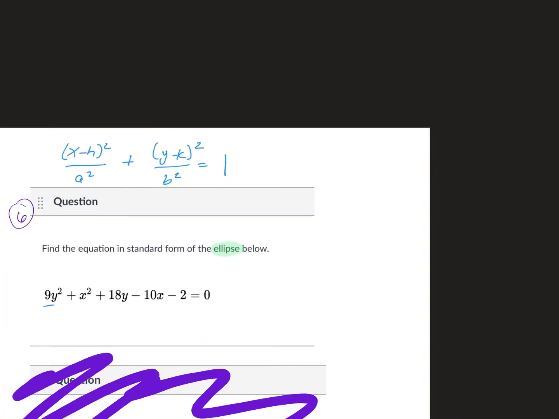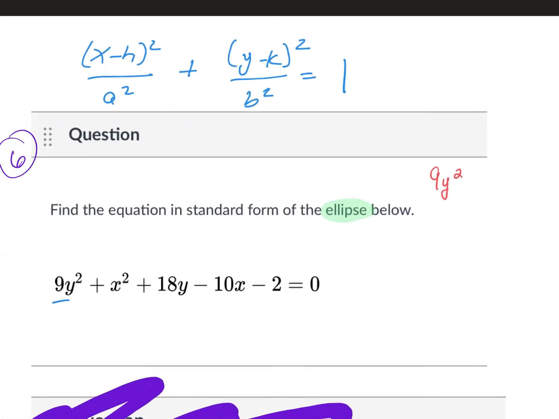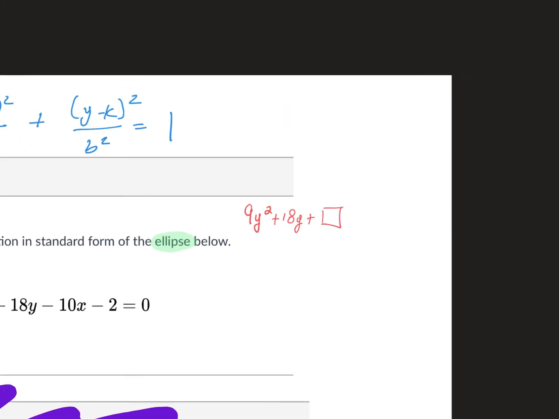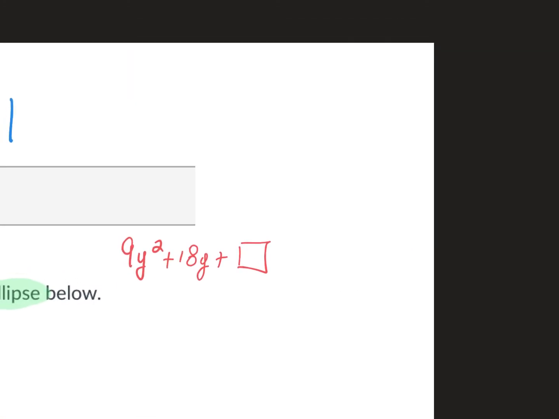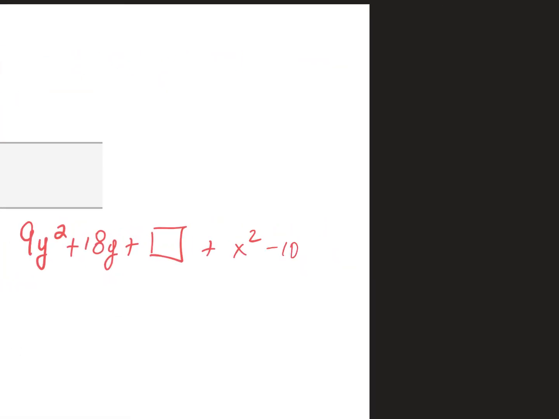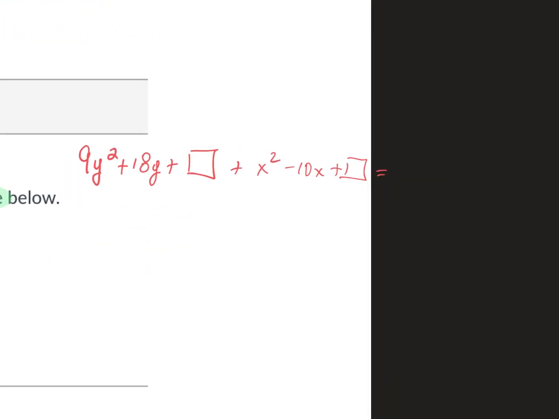All right, so I'm going to put my y's together. So I have 9y squared plus 18y plus my box. And then I have x squared minus 10x plus the box equals what? Yep, we're going to move that 2 over, and it's going to become positive 2.